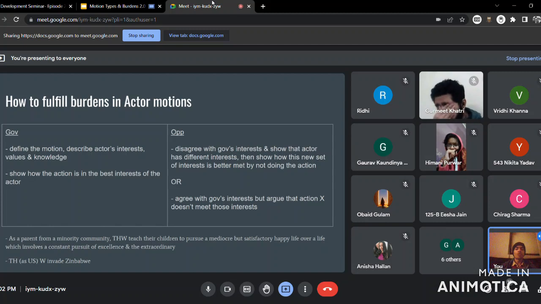One is you disagree with the characterization of the actor from Gov. So Gov can say the parent wants the child to be stress free. Op can say that no, the parent wants their child to push the limits as a minority person because their community has not been able to do so in the past, and they want their child to break those ceilings, those glass ceilings and things like that.